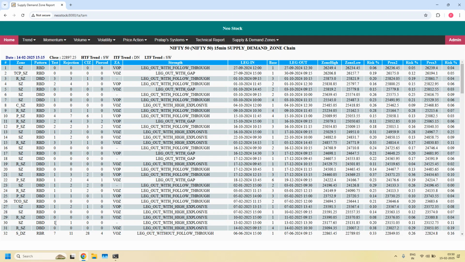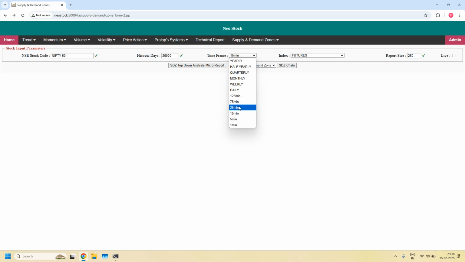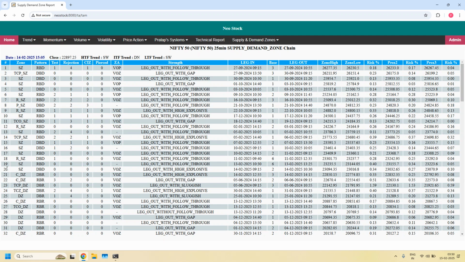32 is the demand zone. Probably 25 minutes. Let me go back to 25 minutes. Generating 25 minutes supply demand zone chain. Where is the demand zone? 21. See, this is the nearest demand zone to the current closing price, and 20 is the nearest supply zone to the current closing price.